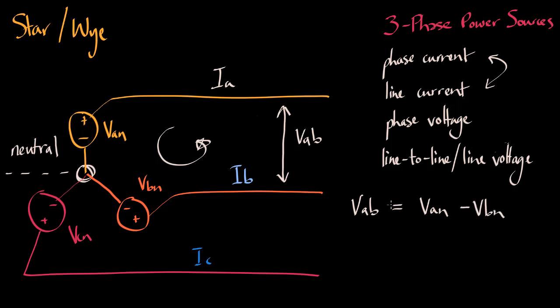This in turn is equal to Vm at an angle of 0 degrees minus Vm at an angle of negative 120 degrees. Using vector arithmetic, we can see that the answer is root 3 Vm at 30 degrees. What we find is that the line voltage is a scalar root 3 larger than the phase voltage, while also leading the phase voltage by 30 degrees.